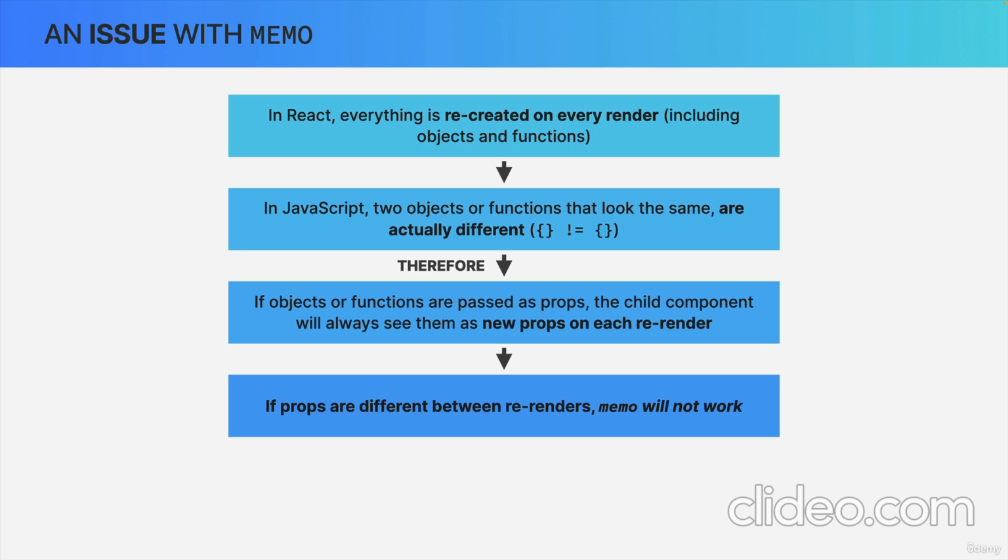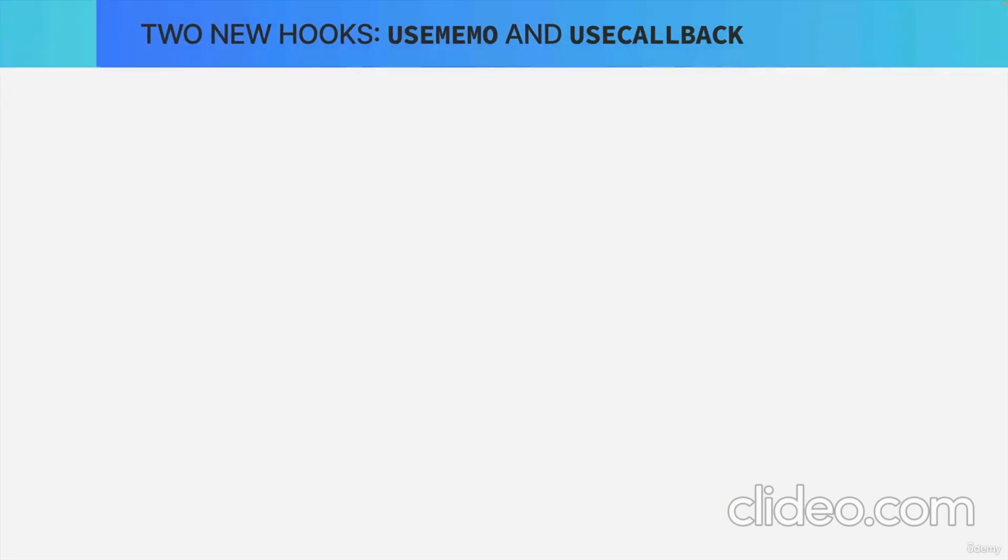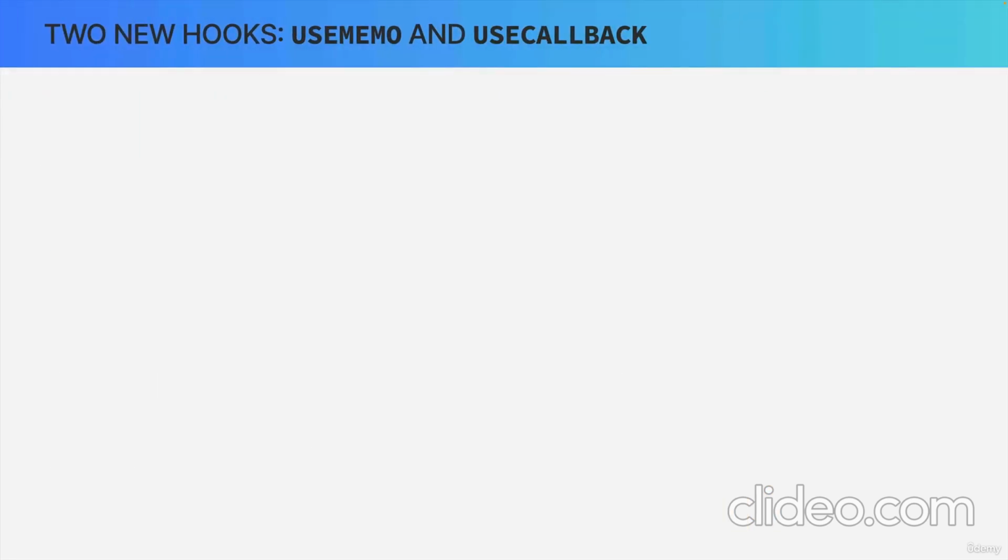Okay, but there must be some kind of solution, right? Well, of course there is. So we can make objects and functions stable. So we can actually preserve them between renders by memoizing them as well. And to do that, React gives us two more hooks: useMemo and useCallback.